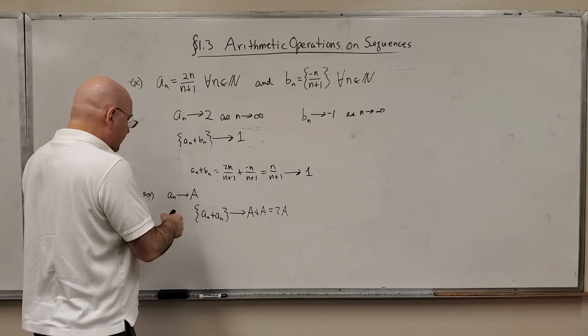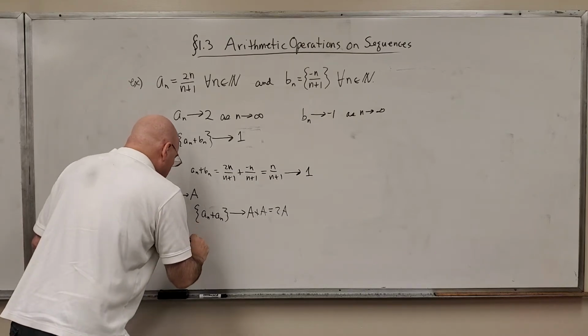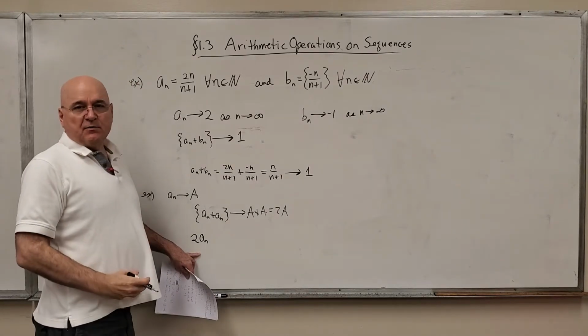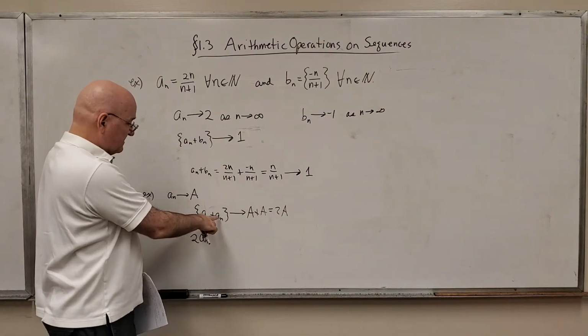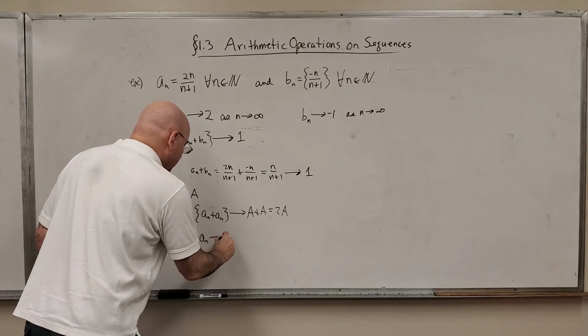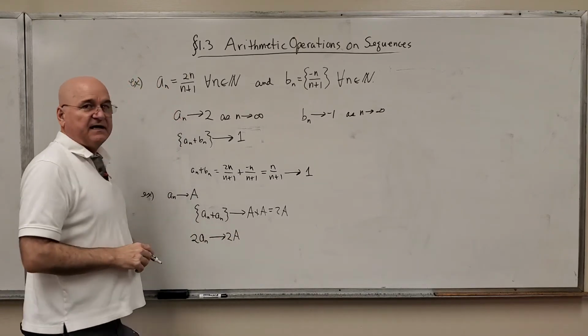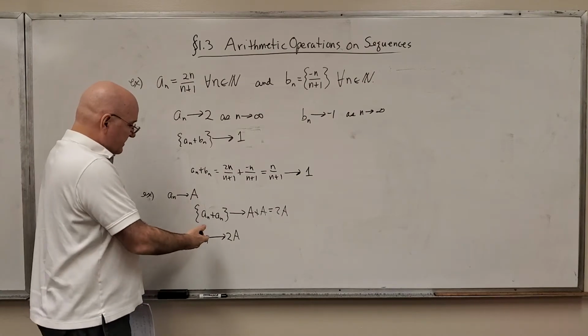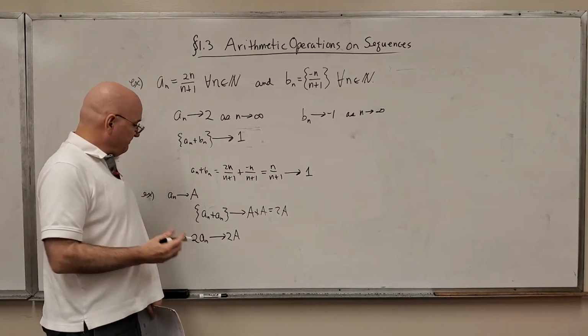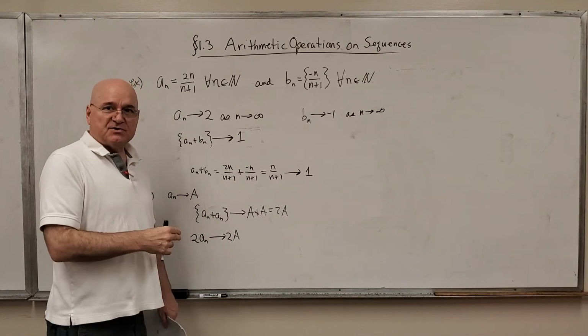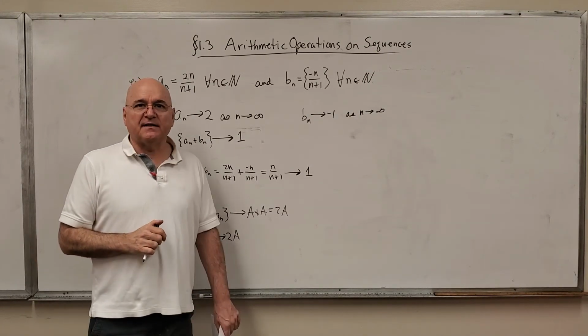So another way of saying that is that 2 times every element in the sequence, which is what this is, will go to 2 times the limit of the an sequence. So that's kind of an introduction to what will happen. This will be true for any number, not just 2, and not just an integer. So we'll find that out in a future video.